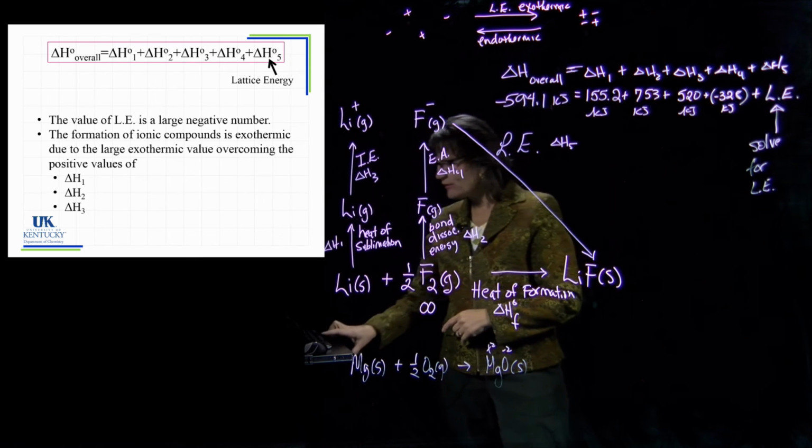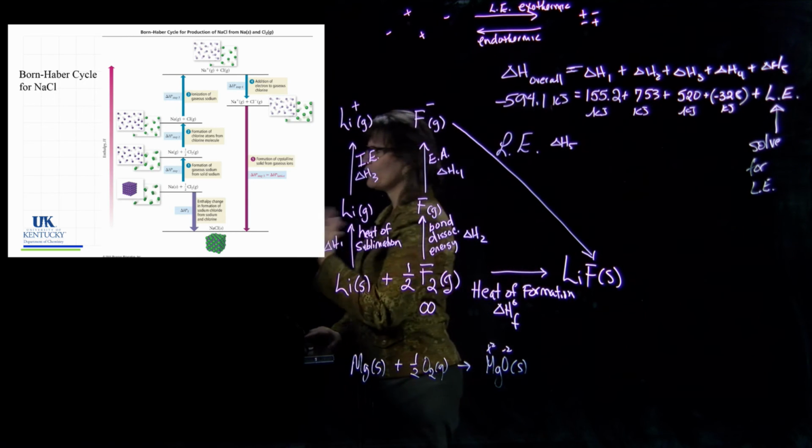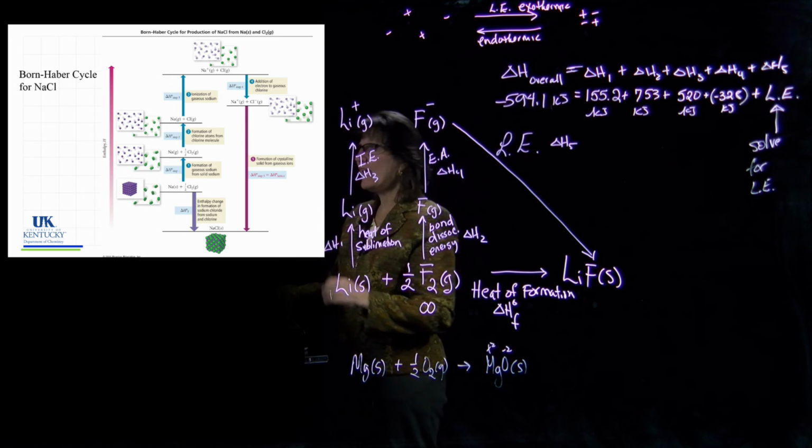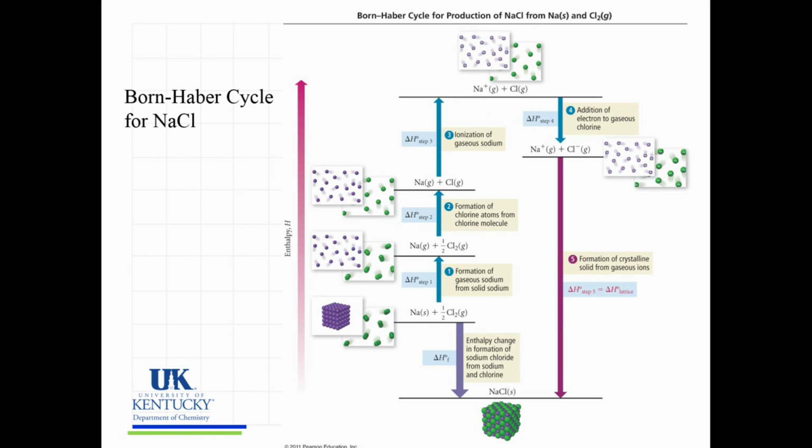So let's look at the Born-Haber cycle from kind of a different perspective. So let's go to the screen here, and let's see that this is just another way of thinking about it, in which positive energies are going up and negative energies are going down. So we have a few negatives. And while this one is the overall reaction, okay?